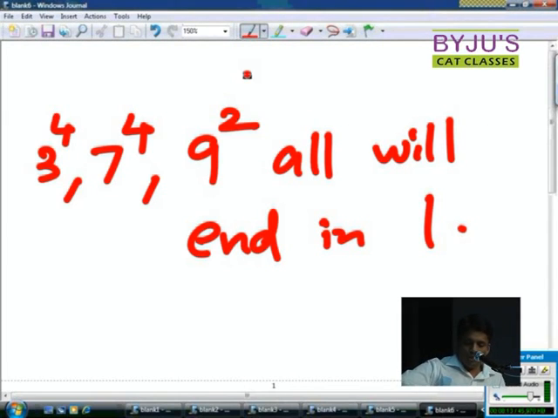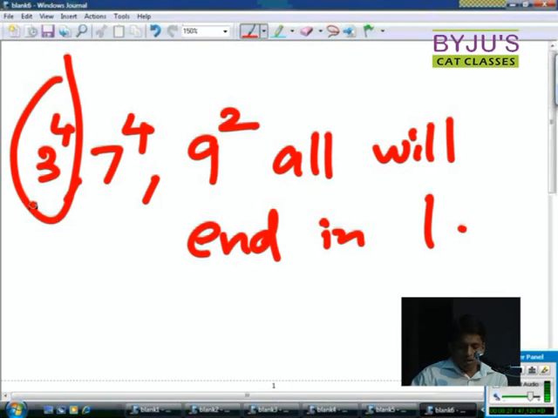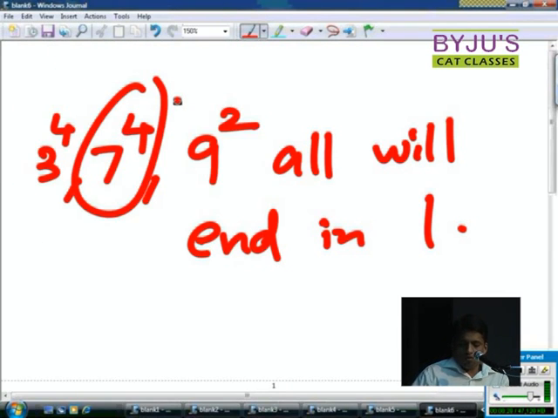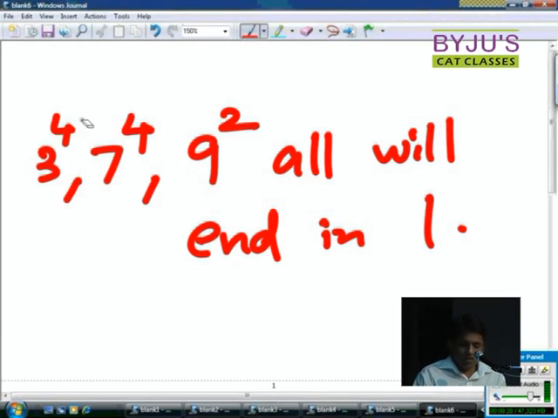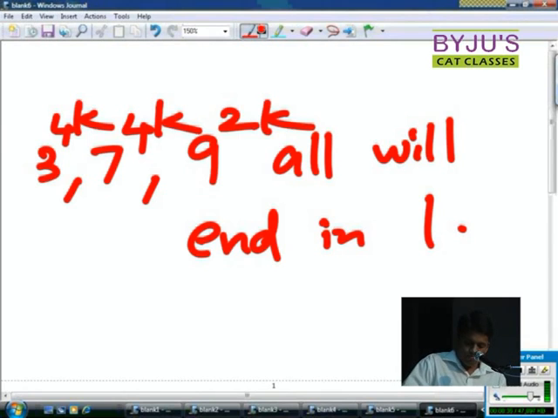So once you have a number ending in 1, we have a direct answer, right? We just discussed it. That same thing, but you need to convert the number into a number ending in 1 by writing that number as 3 raised to 4, 7 raised to 4 or 9 square. It's like this: 3 raised to 4k or 7 raised to 4k or 9 raised to 2k. That's what you will use.